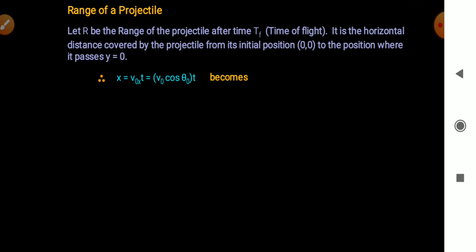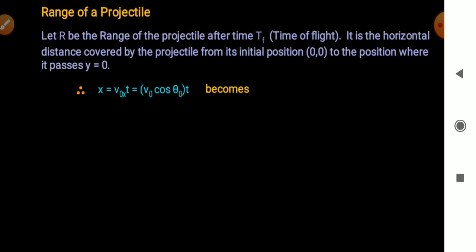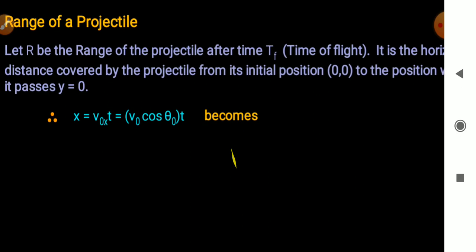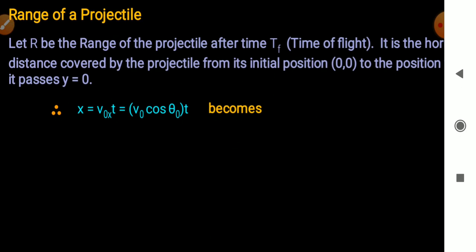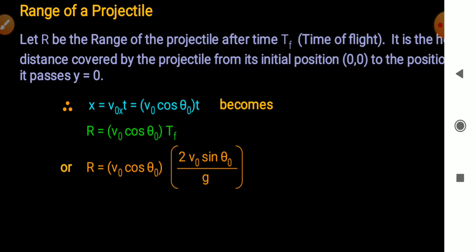So from the equation x equal to v naught x into t, x equal to v naught cos theta into t. So we can write x equal to v naught cos theta naught into t. This equation becomes x equal to R equal to v naught cos theta naught into tf, and the value of tf is 2 v naught sin theta naught upon g. So put the value of tf in this equation. We can write R equal to v naught cos theta naught into 2 v naught sin theta naught upon g.